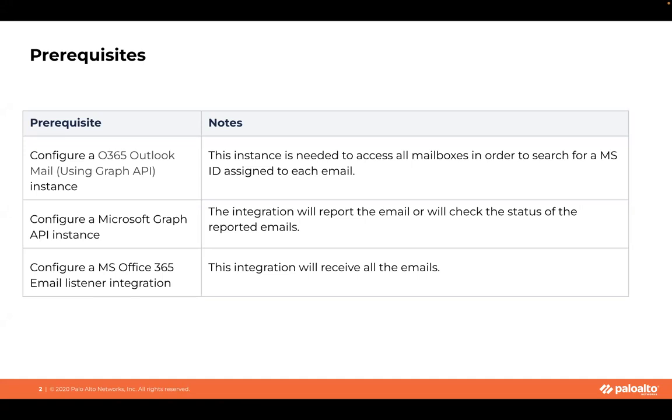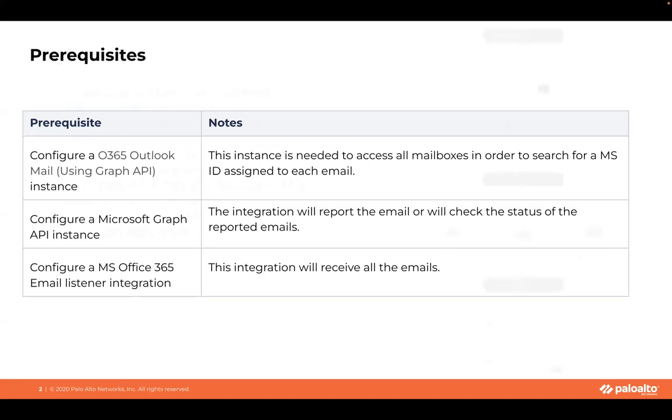And finally, we need to configure a Microsoft Office 365 email listener integration. This can be the one that receives all the emails. You can use the first integration, if you want to just go with the full one, which gives you access to all the inboxes in your organization.